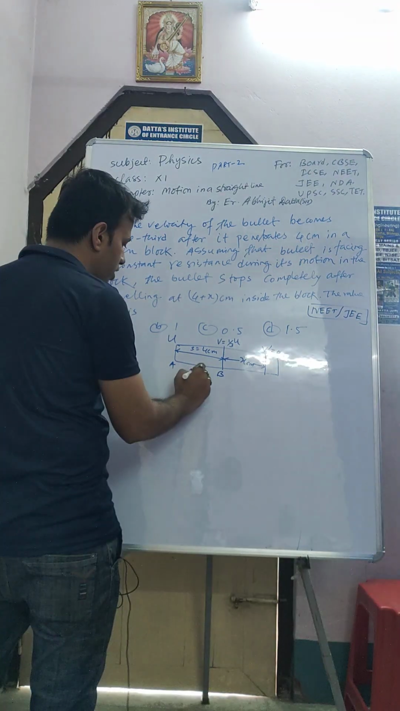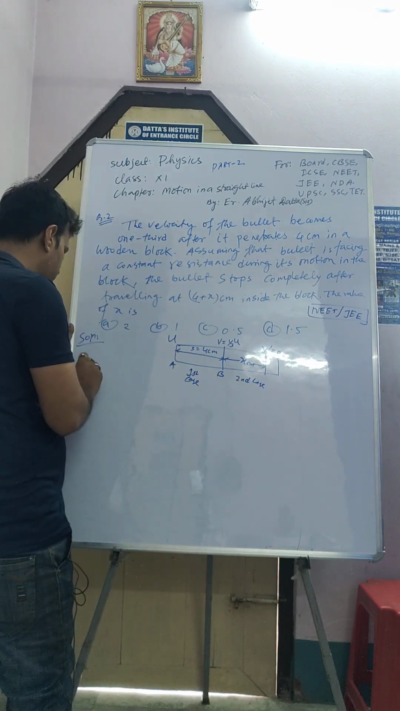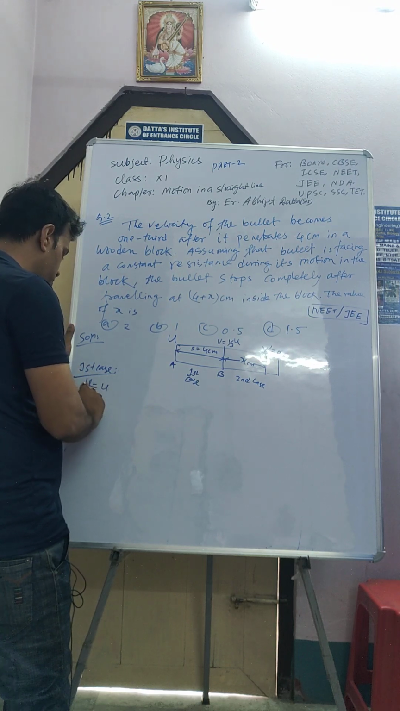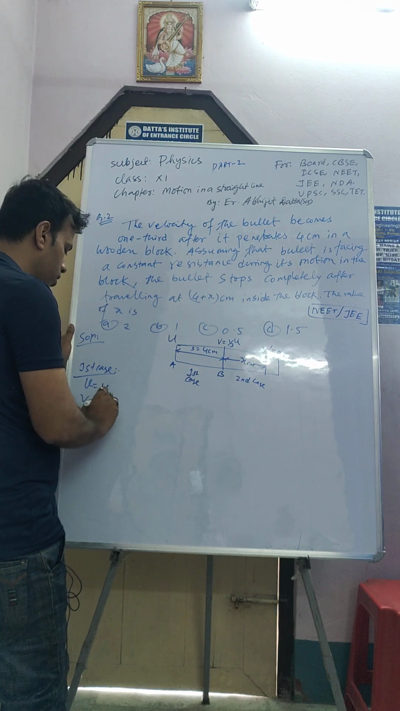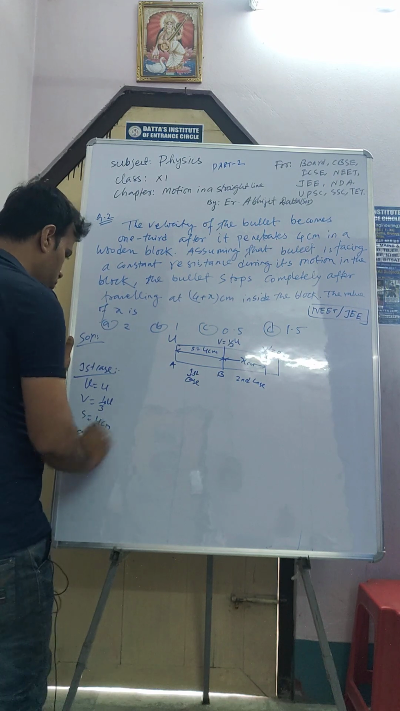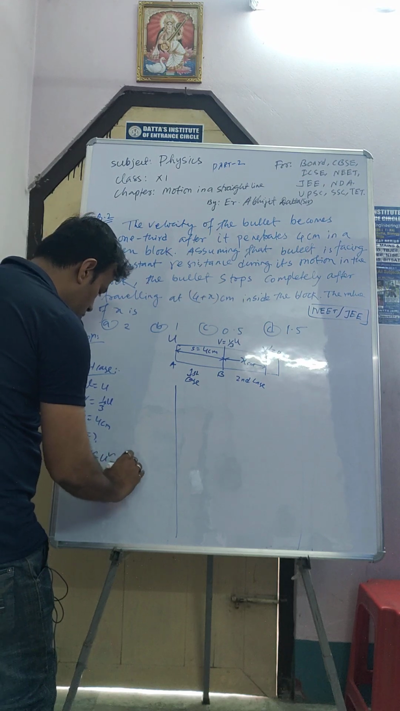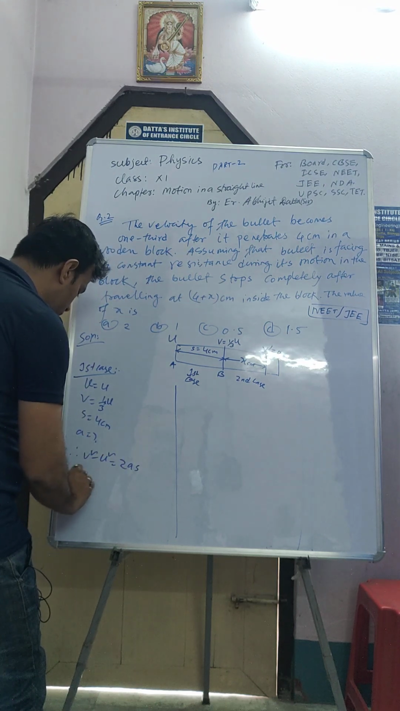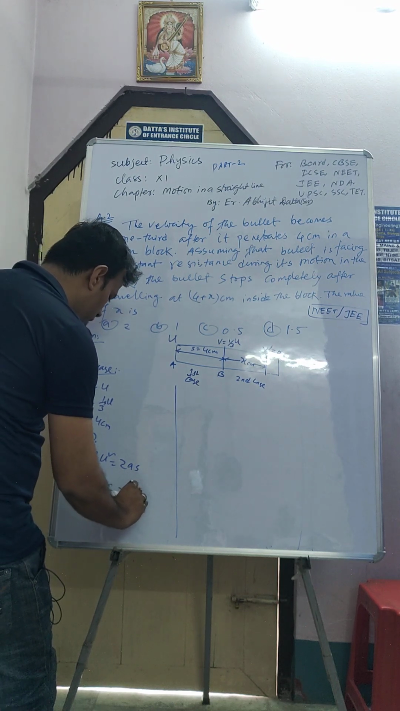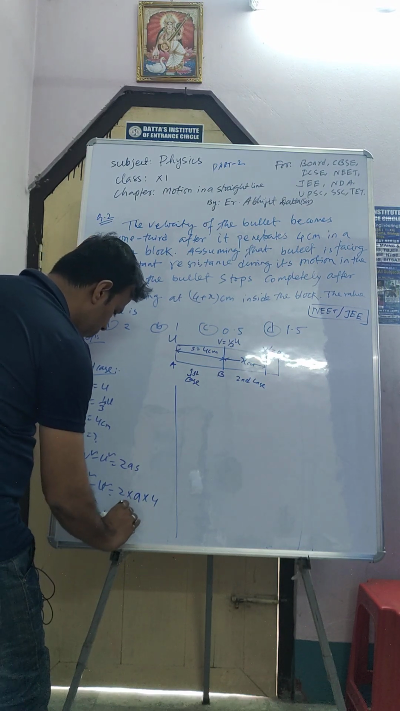Here this one is the first case and this one is the second case. In the first case, what is given here? u is u, v is 1/3 of u, and s is 4 centimeter. a, we don't know. So use the formula v square minus u square equal to 2as. So v is u by 3 whole square, minus u square, equal to 2 into a, where a we have to find out, and s is 4. So it will be u square by 9 minus u square equal to 8a.